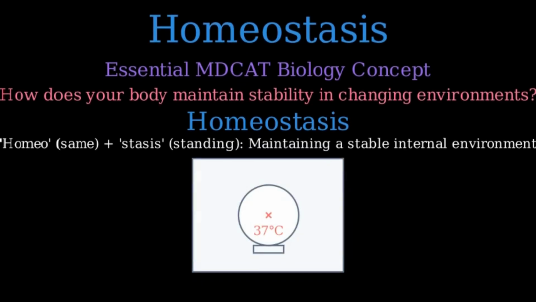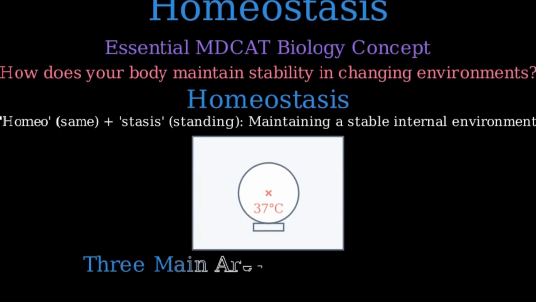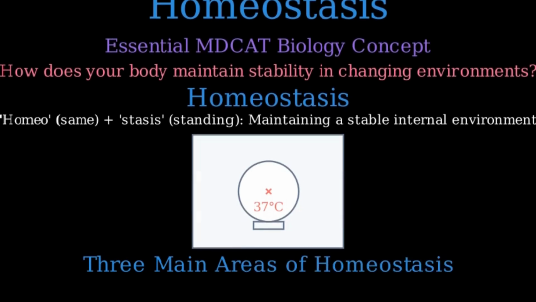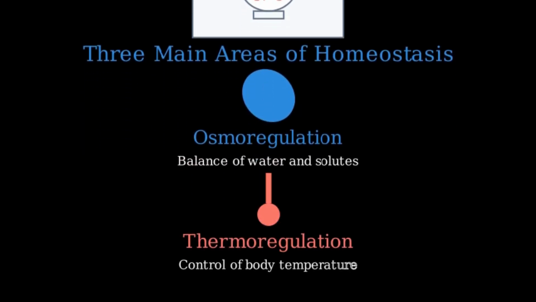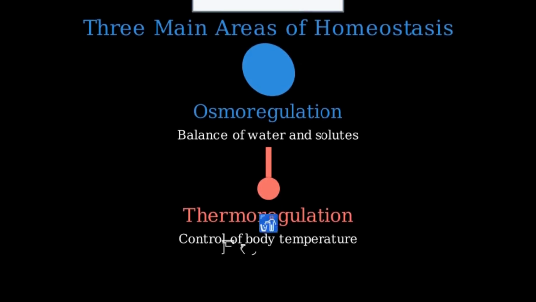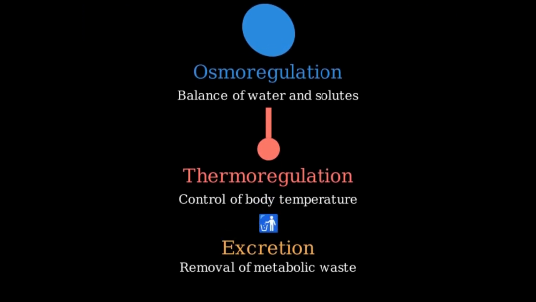Think of it as your body's intelligent thermostat, constantly making adjustments to keep everything just right. For your MDCAT, you need to understand three main areas of homeostasis: osmoregulation, the balance of water and solutes; thermoregulation, the control of body temperature; and excretion, the removal of metabolic waste. Let's start with the fundamental principles that govern all of these processes.